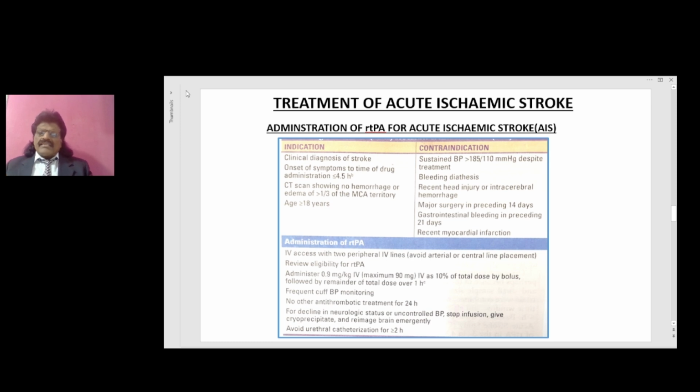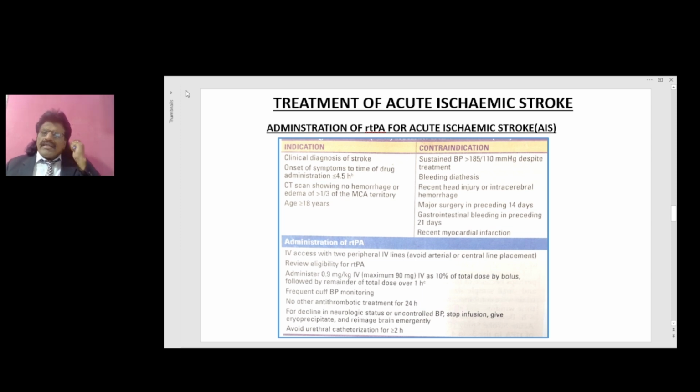What are the indications and what are the contraindications? The indications are: 1. First, there should be a clinical diagnosis of stroke. Onset of symptoms to time of drug administration should be less than 4.5 hours. CT scan showing no hemorrhage or edema of more than 1/3 of the MCA territory. Age more than 18 years.